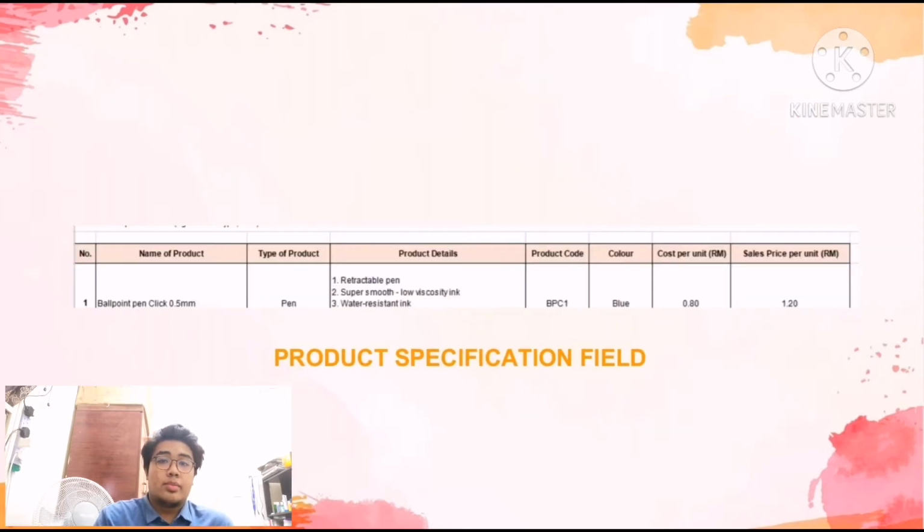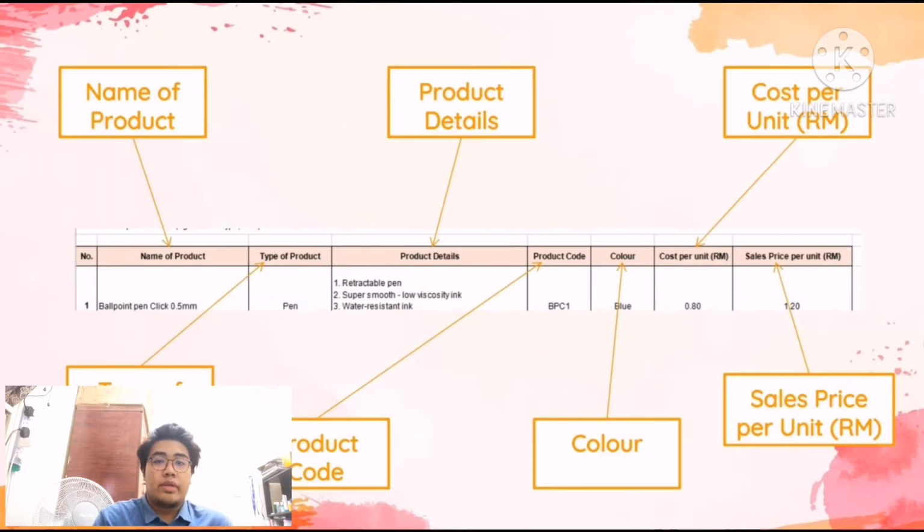Data model of product specification. In product specification, we include name of the product, type of the product details, product code, color, cost per unit, and sales per unit. We specify 5 types of product that our company sells, which are pen, eraser, marker, crayon, and pencil.